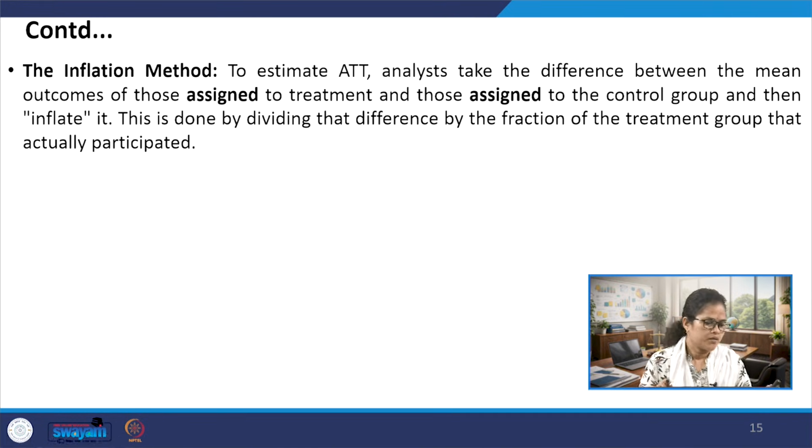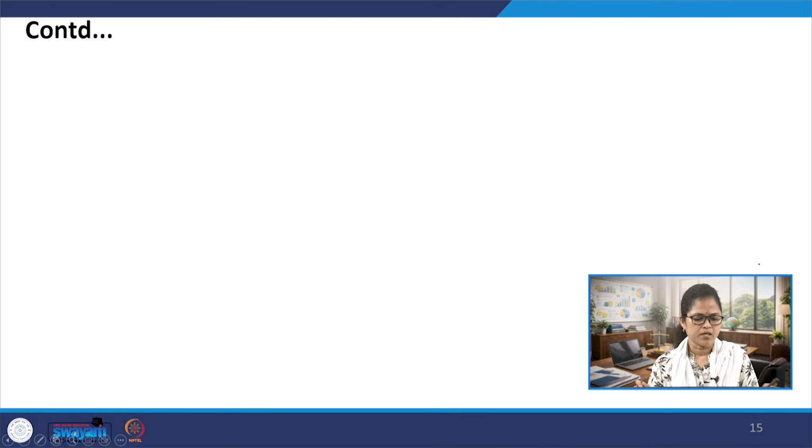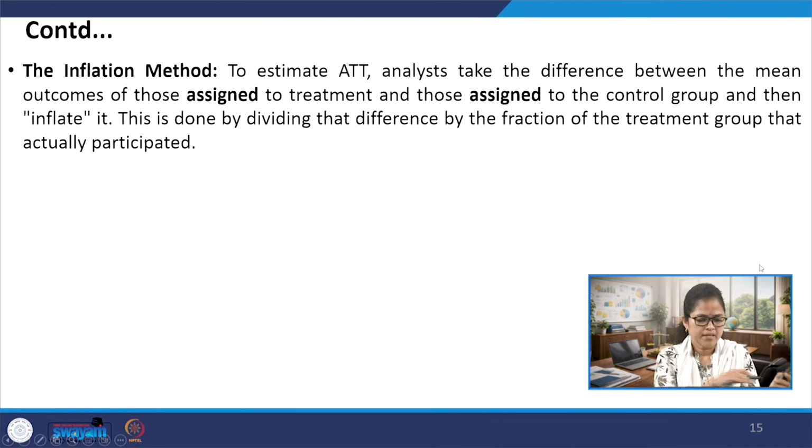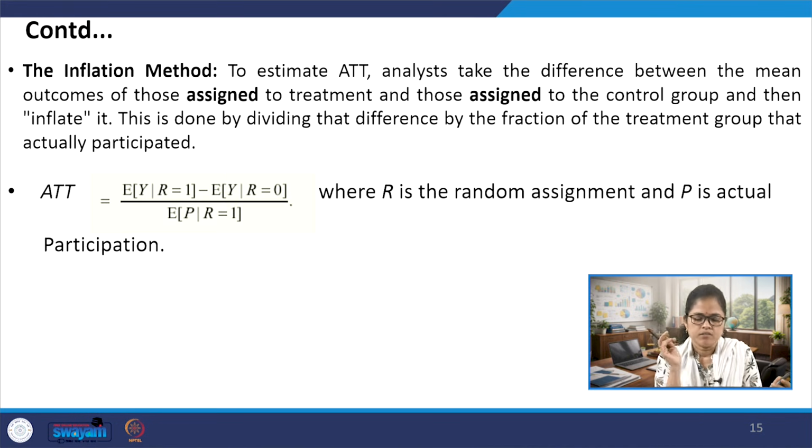Okay, and this ATT can be captured through a method that is known as the inflation method. So for estimating our ATT, average treatment effect on the treated, the policy analyst can take the difference between the mean outcomes of those assigned to the treatment group and those assigned to the control group. Once we find this difference, then we have to inflate it.